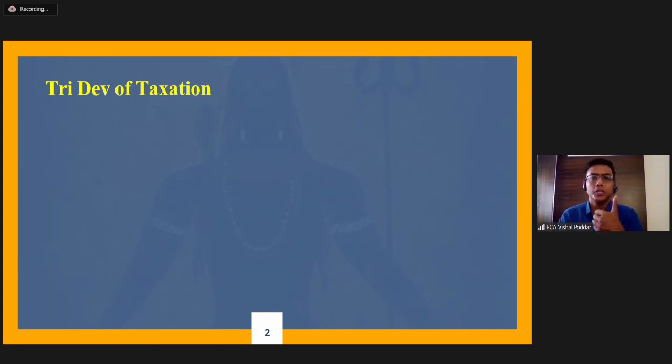How? G stands for generator, that is Brahma. O stands for organizer, that is Vishnu. And D stands for destroyer, that is Shiva. So, in the Western philosophy of God, what exactly is addressed is our own Indian philosophy of Trideva. Now, how is this philosophy related to our subject of taxation?